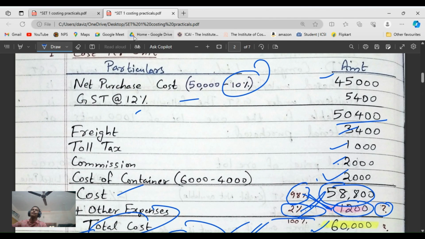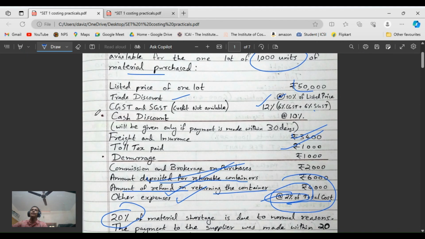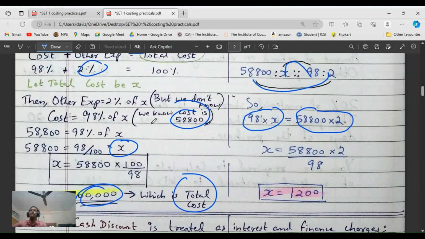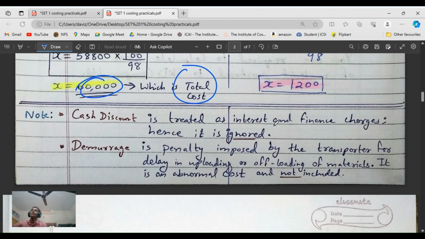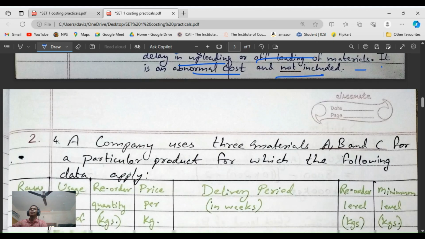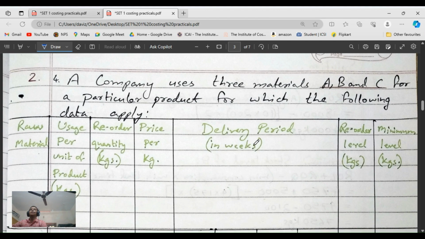Here is one thing. In this question, we didn't take cash discount and demurrage. So we show in the notes that cash discount is treated as interest and finance charges, hence it is ignored. We have to show in the notes why we didn't take this in the calculation and ignored it. Demurrage: what is demurrage? Demurrage is a penalty imposed by the transporter for delay in loading or offloading of materials. It is an abnormal cost and not included for this costing purpose.